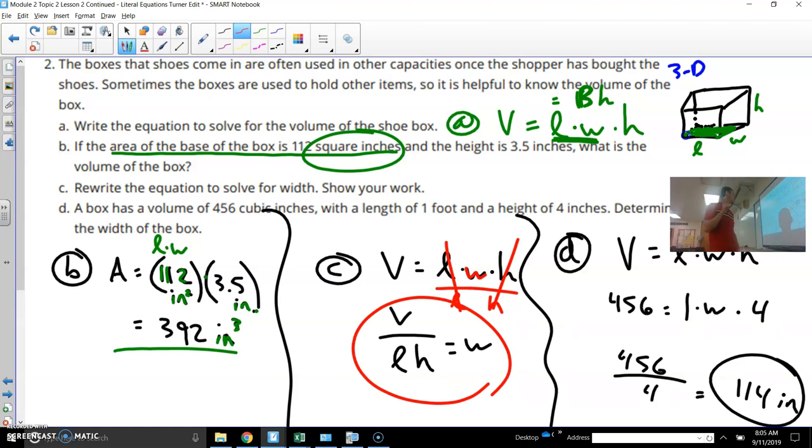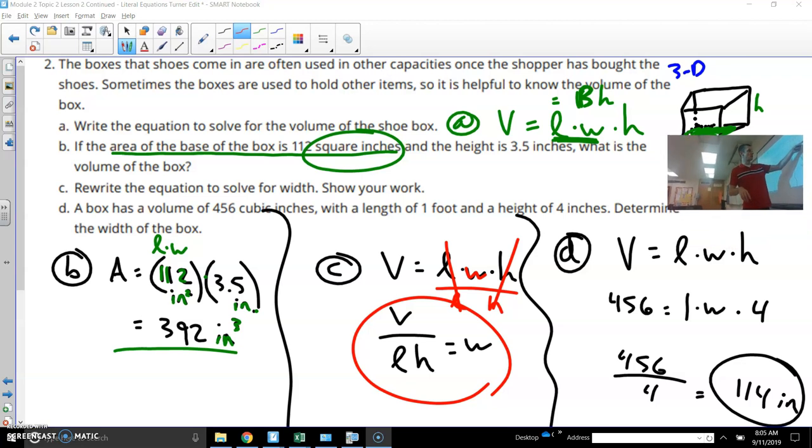Part D, a box has a volume of 456 with a length of 1 and a height of 4, and determine the width. So what you've seen me do here is I've started with the volume formula, and I've plugged in that we knew the length was 1, and we knew that the height was 4.